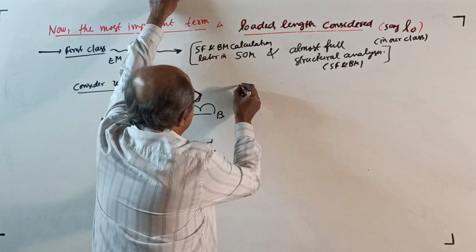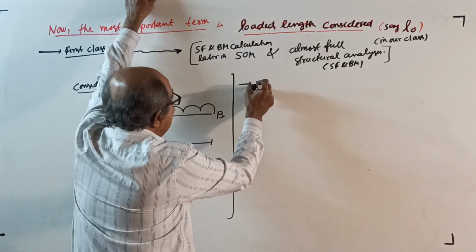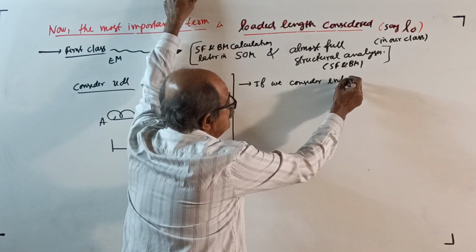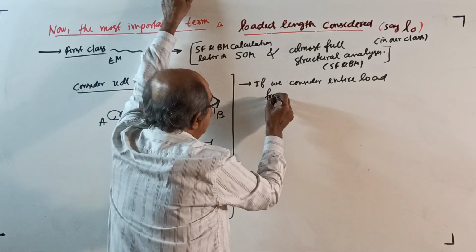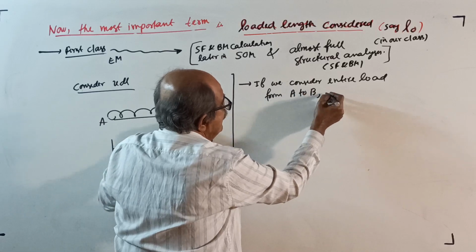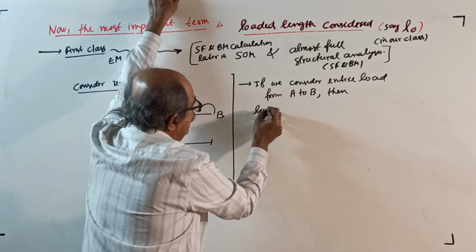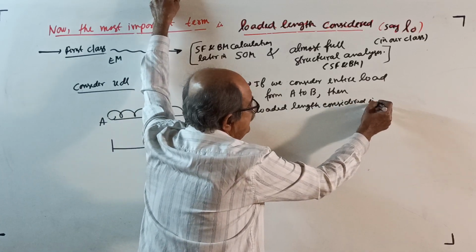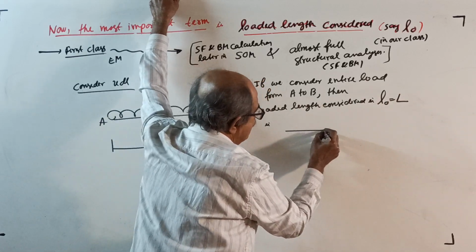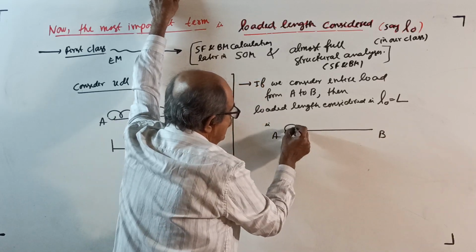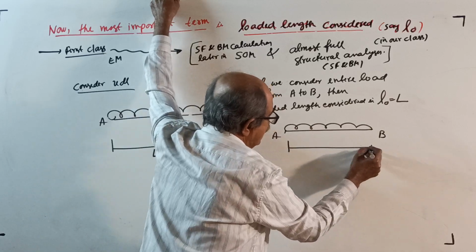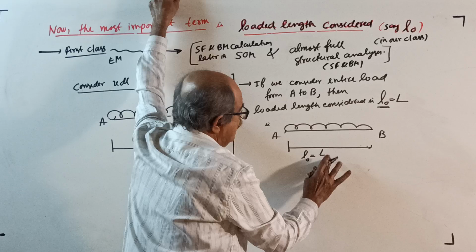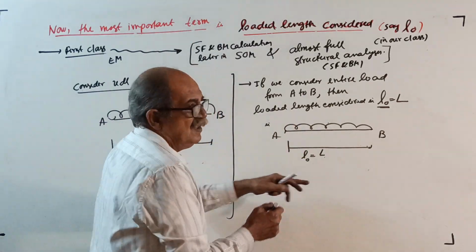Now, if we consider the entire load from A to B, then the loaded length considered, that is L naught, is equal to L. See here, A, B, UDL. This is your L naught, the loaded length considered, equal to L. So your L naught equals L. Make a note.